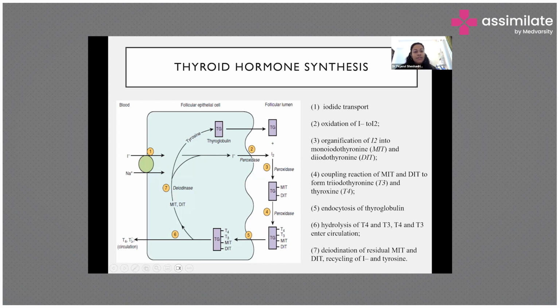Once it's released into the circulation, it acts on the different peripheral tissues to cause its action. The remaining thyroid hormones, which are in excess, are not wasted. They are taken back into the thyroid cell and deiodinated. This is called deiodination. With the help of the deiodinase enzyme, they get deiodinated to form again MIT and DIT, which again releases the iodine, and then it goes back again to the cycle. So it is a cycle.